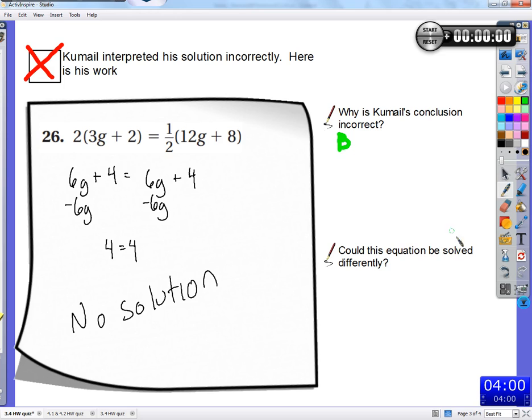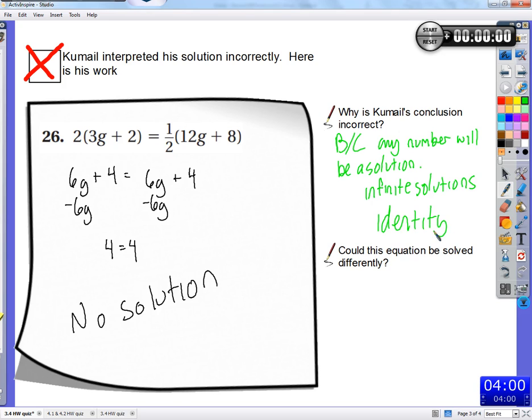Incorrect because any number will be a solution. So we have infinite solutions, meaning that both sides are going to have to be identical to each other. They're going to have to do the exact same thing to get the exact same number. We call that an identity. Or if you don't call it an identity and you say infinite solutions, that's fine too. That's what identity means. It has infinite solutions.